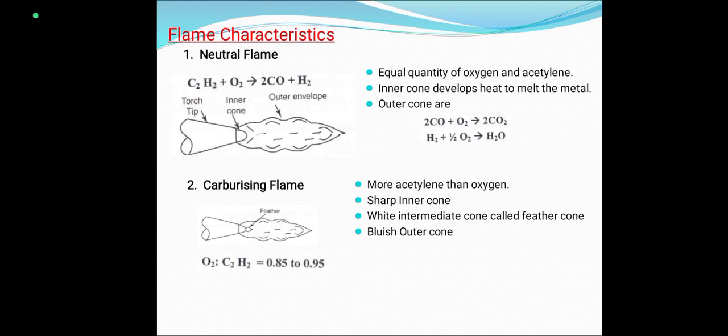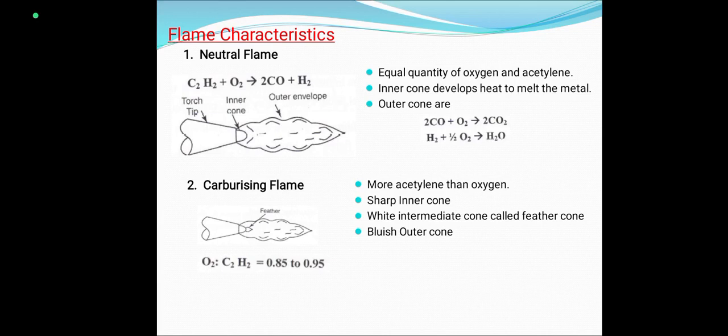Flame characteristics. Neutral flame: C2H2 plus O2 gives 2CO plus H2, with equal quantities of oxygen and acetylene. The inner cone develops the heat to melt the metal. In the outer cone, 2CO plus O2 gives 2CO2, and H2 plus O2 gives water.